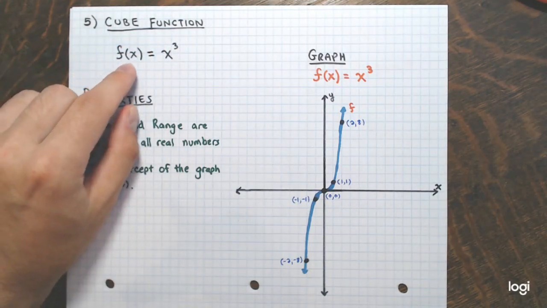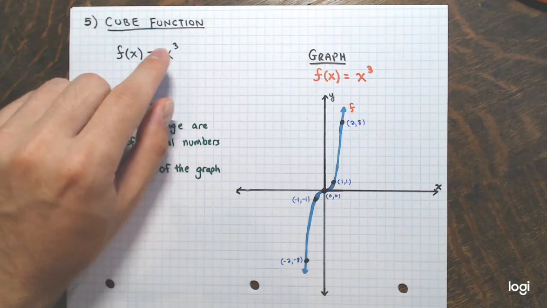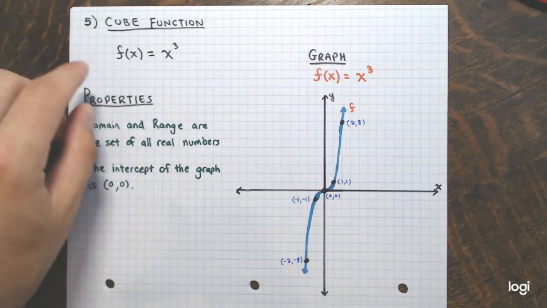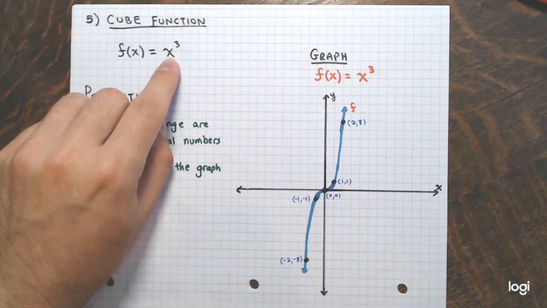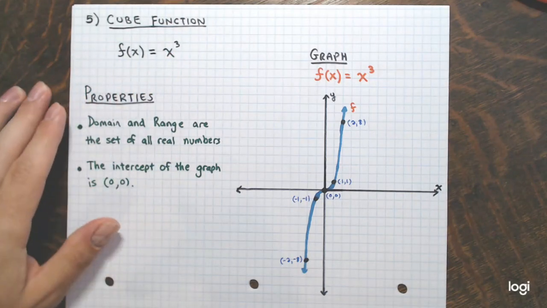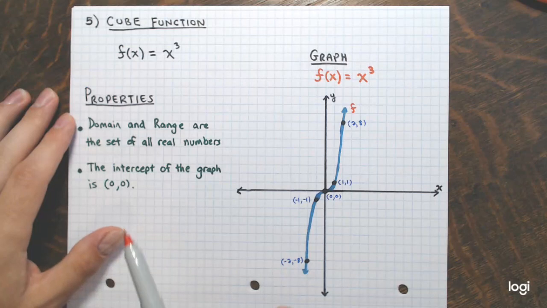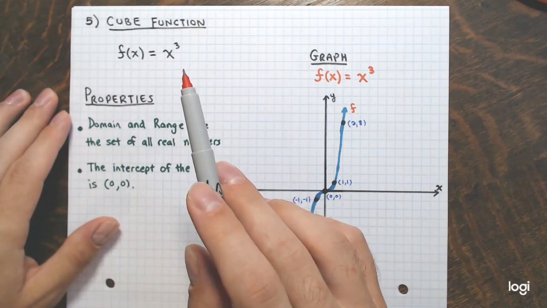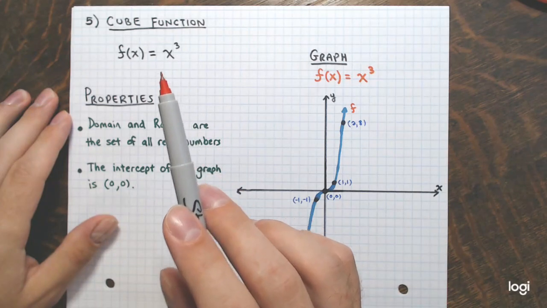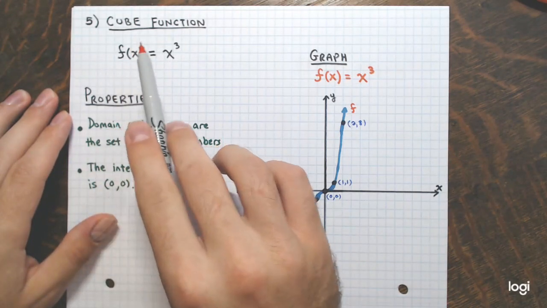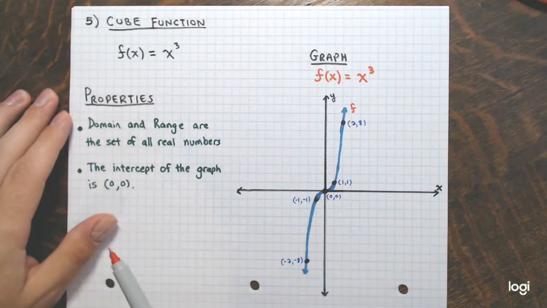F of x, or y, equals x to the third power, right? X cubed. Y equals x cubed. And remember, this means x times x times x, right? It means to raise to the third power. Again, I'm not going to be dividing by 0 or anything when I plug in a number, so the domain is all real numbers. I can plug in anything I want for x. The input is x, the output is x cubed.